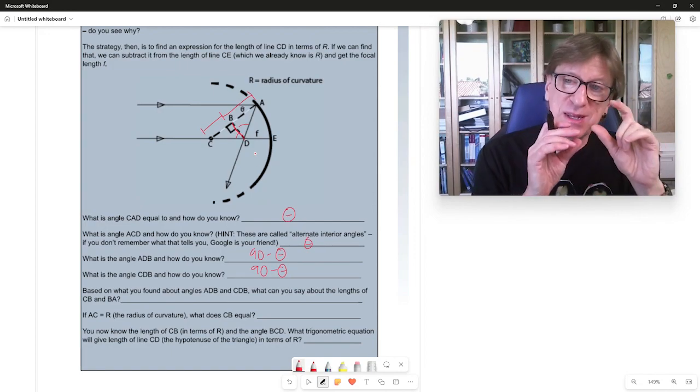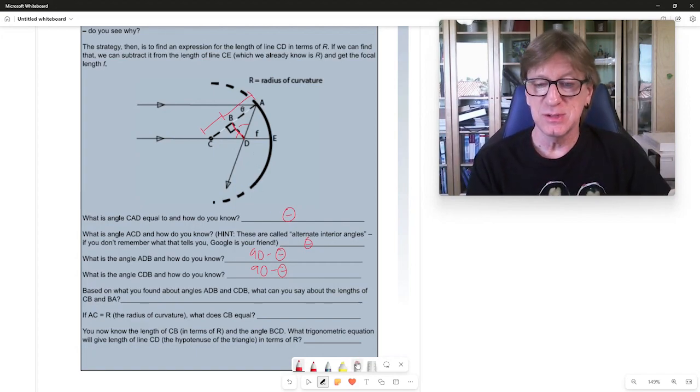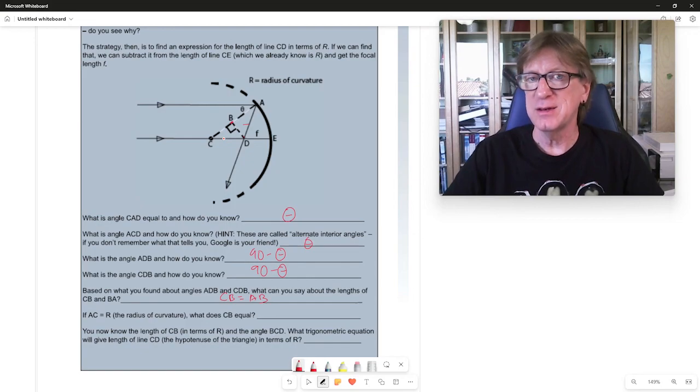Since BD is the same in both of them, the scaling factor is just 1. So they're identical triangles. So these triangles are absolutely identical. And so if that's true, then CB must be equal to AB. So this point B just defines the midpoint of that line.